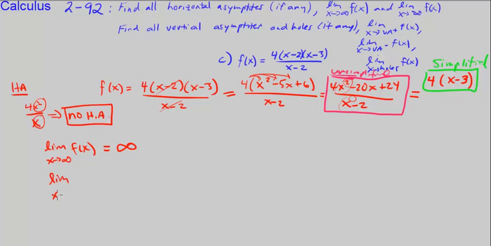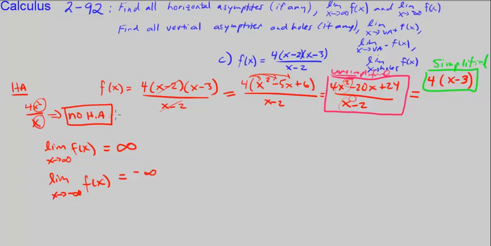And the limit as x approaches negative infinity? Well, as we approach negative infinity, we have a really, really big number in the top and a really, really big negative number in the bottom. That just makes our function approach negative infinity.